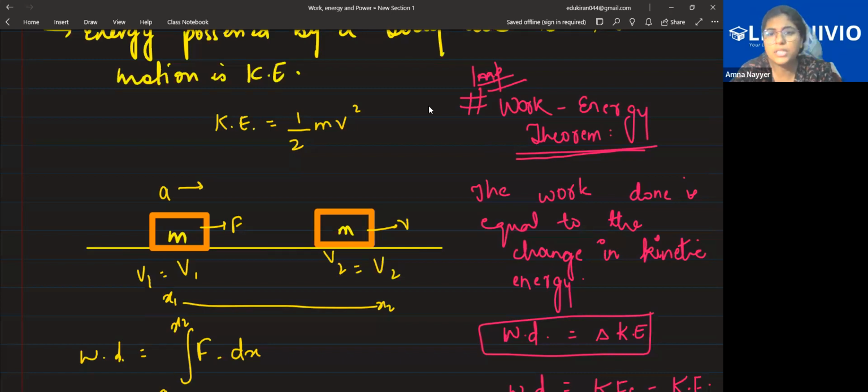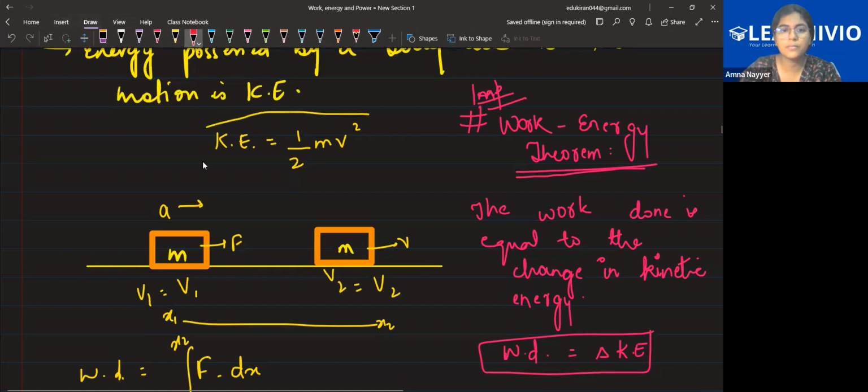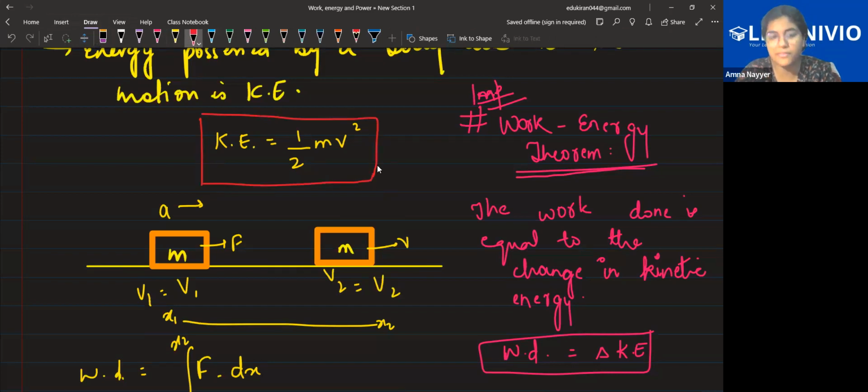Energy possessed by a body due to its motion is called the kinetic energy. So kinetic energy is written as half mv square. This is the formula of kinetic energy, half mv square.